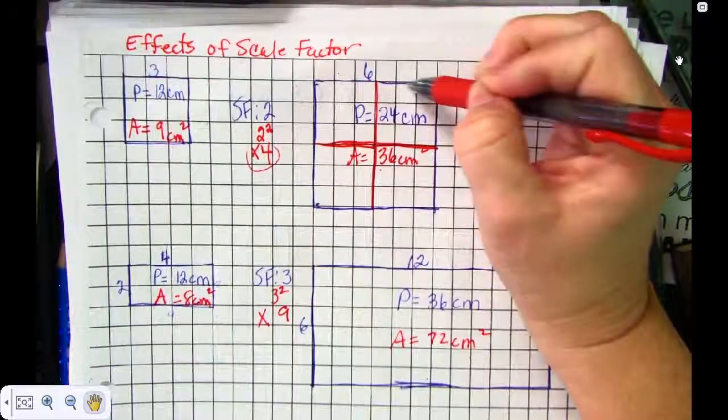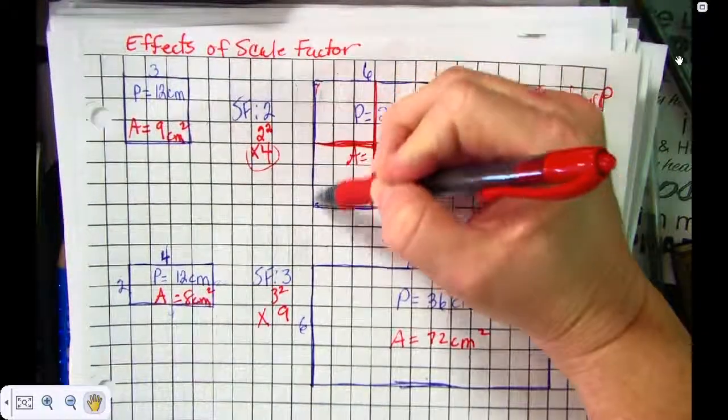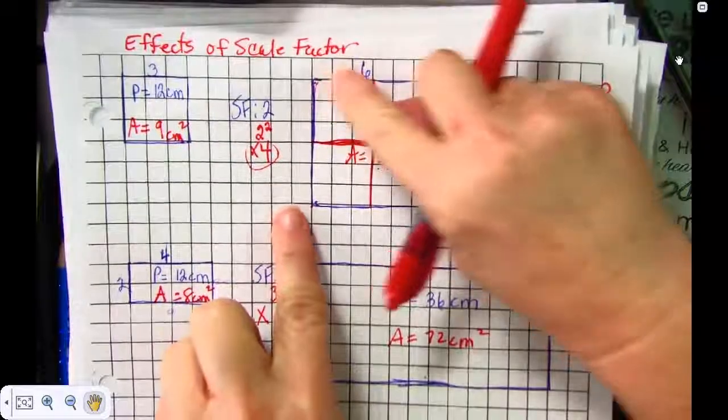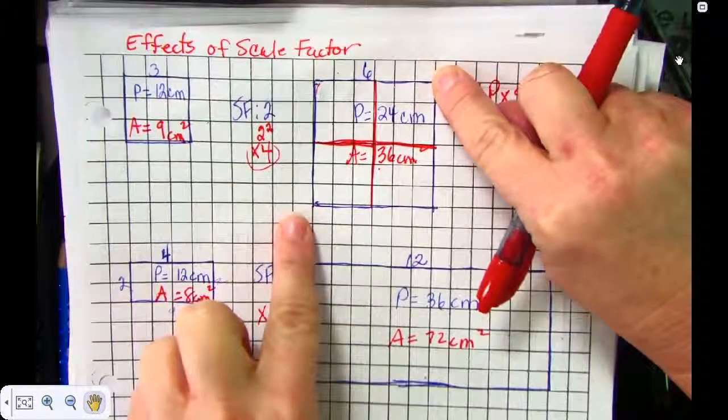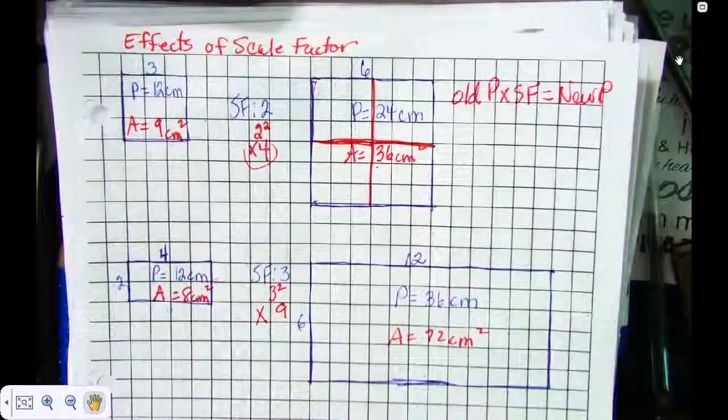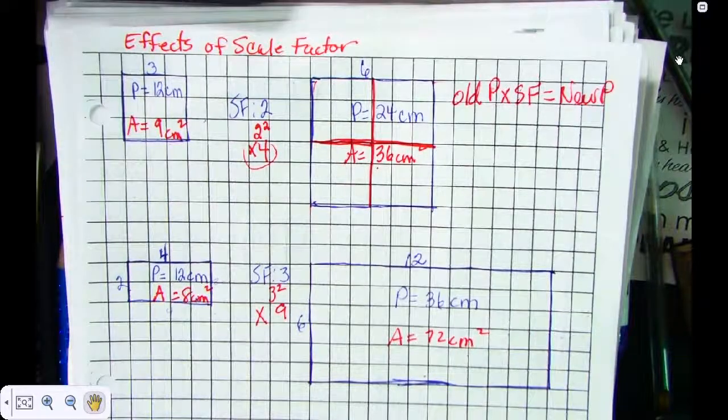When I double this side and I double that side, well, this side's 2 times bigger, this side's 2 times bigger, so 2 times 2 is 4. So it gets 4 times bigger.